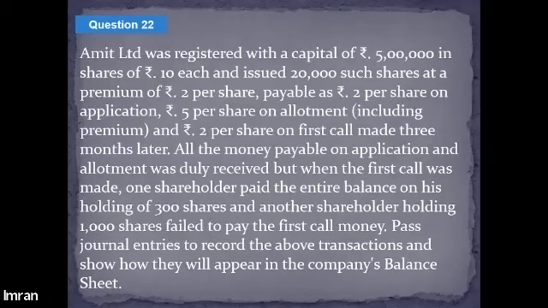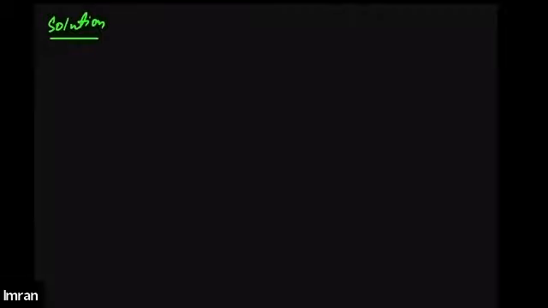All the money payable on application and allotment was duly received, but on the first call, one shareholder paid the entire balance on his shareholding of 300 shares, and another shareholder holding 1,000 shares failed to pay the first call money. Ask the journal entries to record the above transaction and show how they will appear in the company's balance sheet. All right.